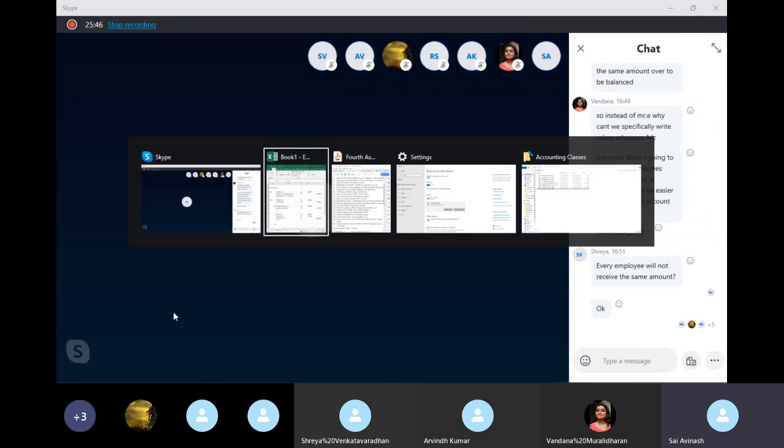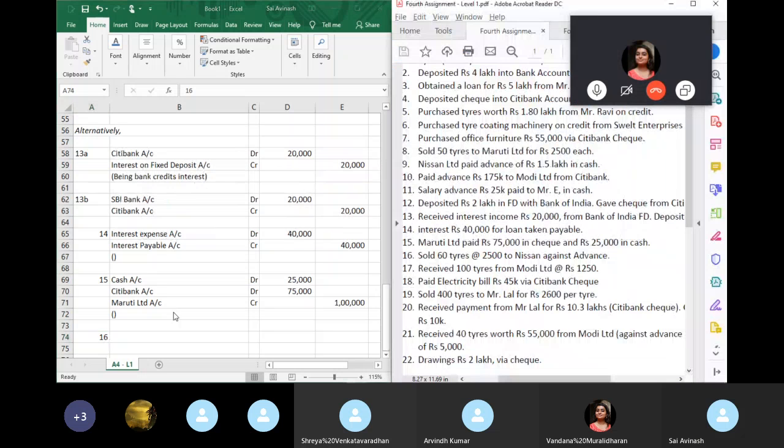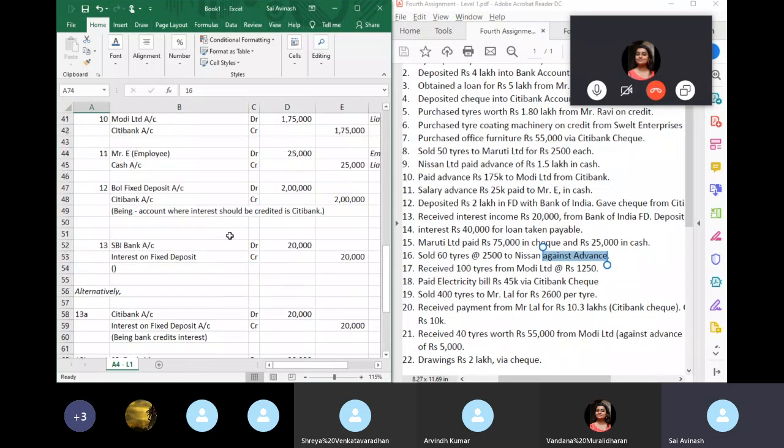Okay, specific no. Let's go forward. 16. Sold 60 tires at 250 to Nissan against advance. So this piece, as of now, let's account the transaction as if these two words are not given. Sold 60 tires at rupees 2,500 to Nissan. Okay. So what do I do with and as of now? I've told you that I'm ignoring these two words.